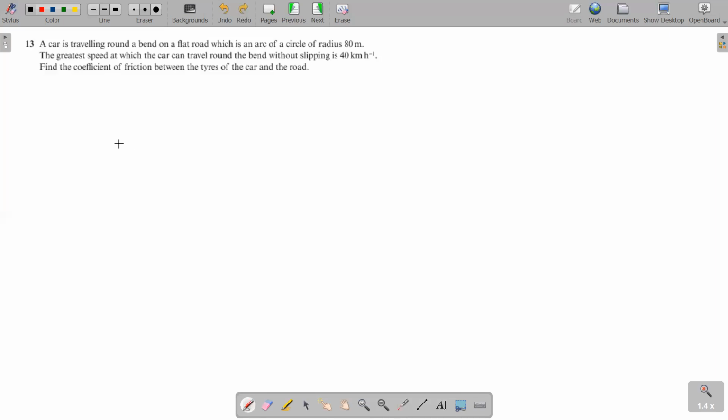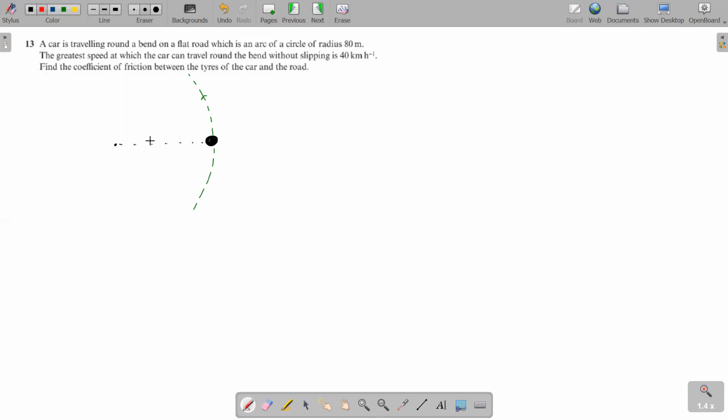So what we need to do here is, you have a car. I'll draw the car as a particle. The car is traveling on the road, around a bend. It's a circular road. And then you need to mark the forces that are acting on the car. So what are the forces acting on the car? The first thing is let's mark the information.